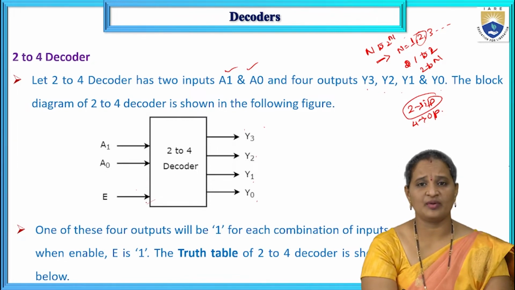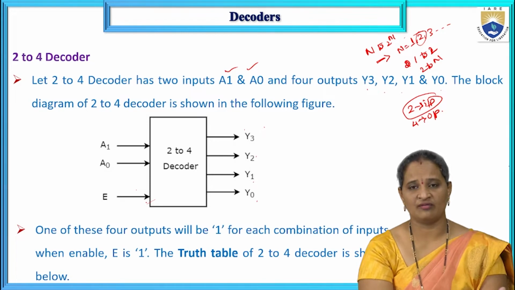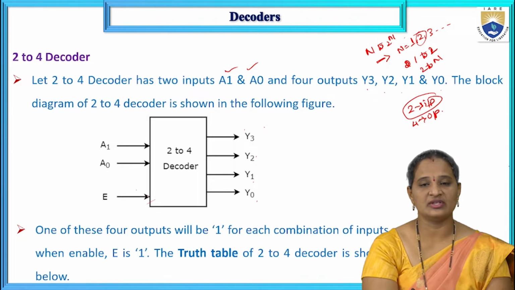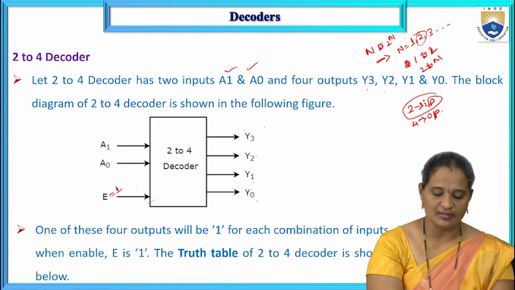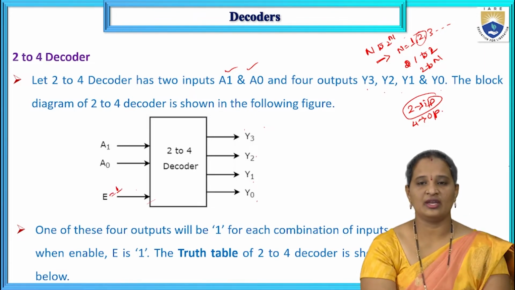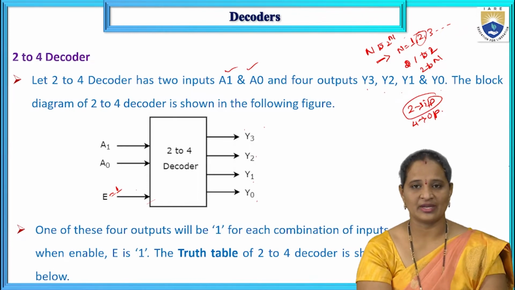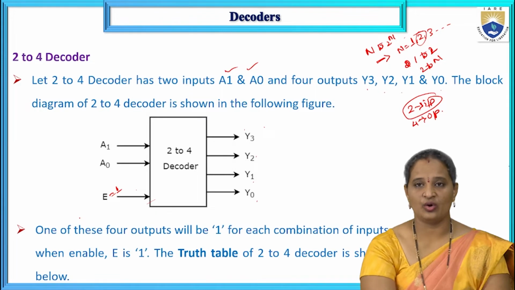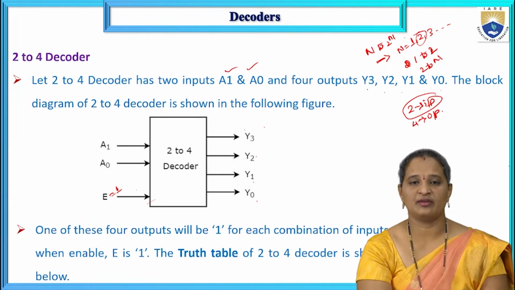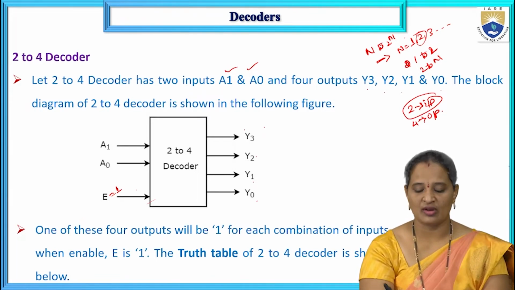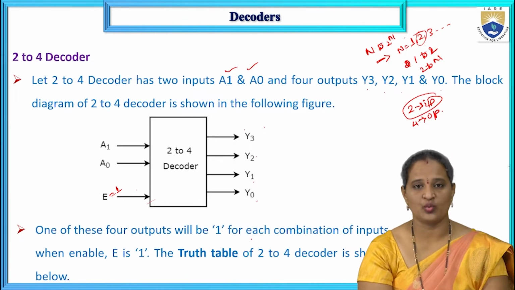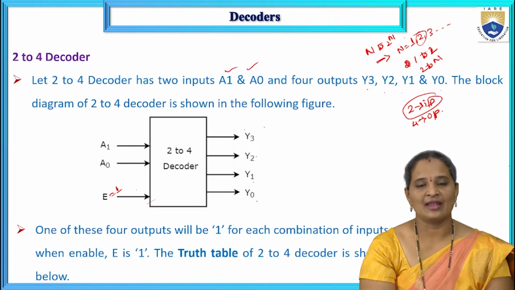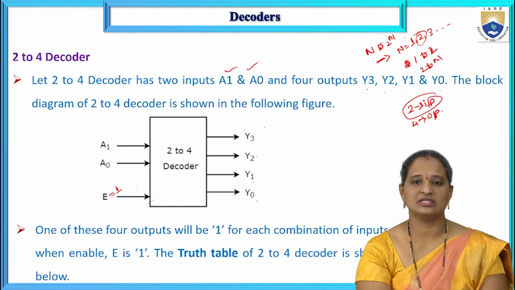This enable input may be either active low or active high. As we don't have a bubble here, this is active high. That means when the enable input is 1, the decoder is enabled and it performs its operation. As I told you, for a decoder any one of the output lines will be active high. That means any one output line will be equal to 1 for each combination of input, and all the other lines become 0.